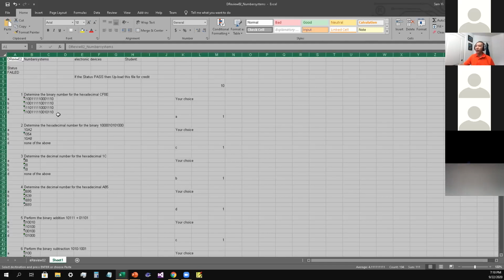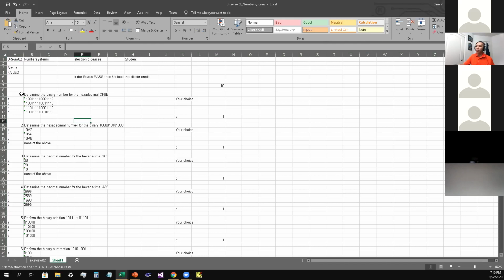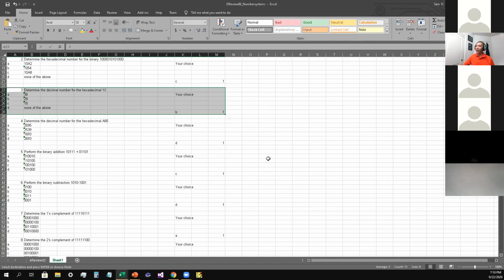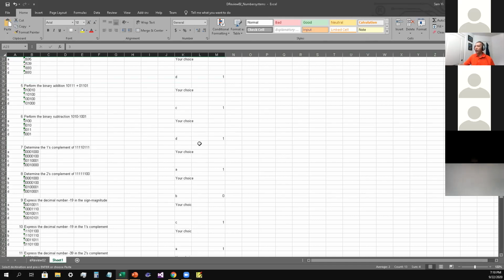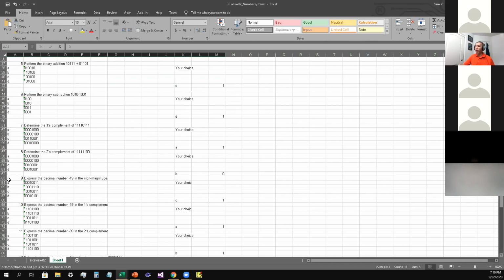Now it shows that number 1 gets 1 point, so that's correct. Number 2 is correct. Number 3 is correct, and so on. The one that is incorrect is the one getting 0 points, which in this case is number 8. So number 8 is wrong.